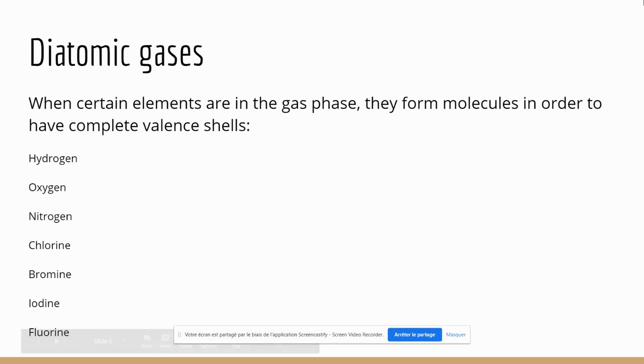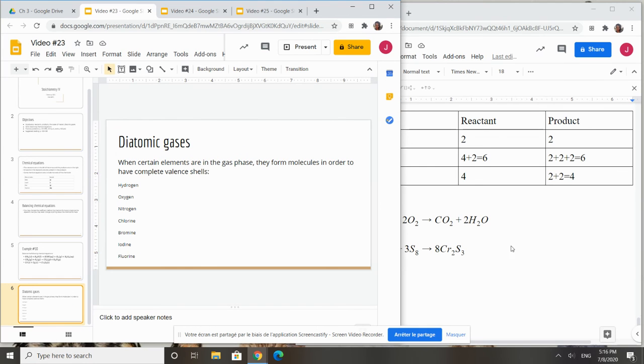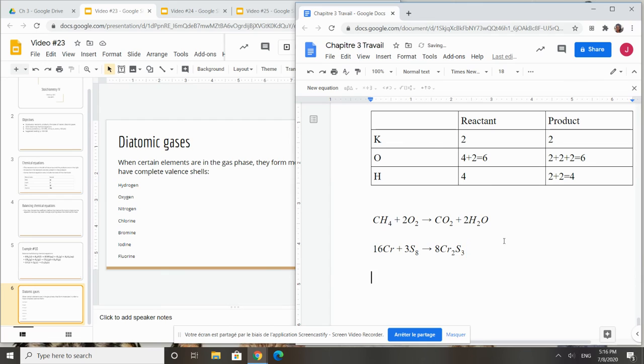There are certain elements that, when they are in the gas phase, form diatomic molecules, meaning they bond with themselves. This will be important when we're doing problems where, instead of being given the unbalanced chemical equation, you're given something in words. So if it says oxygen gas, that means it's O2. I'll list them all out.